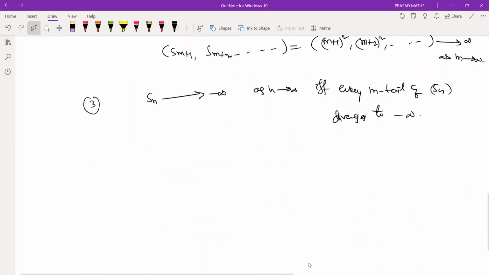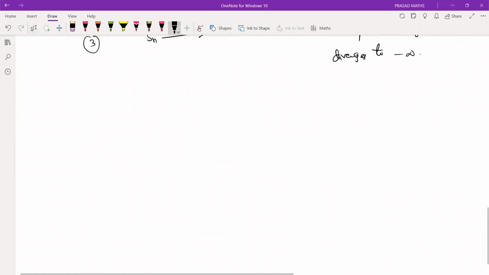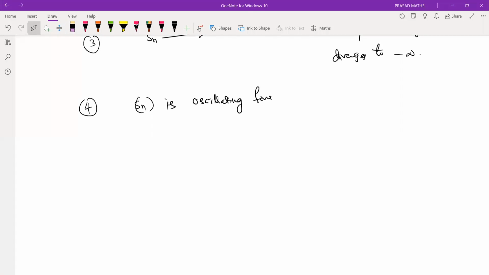Next, what is the rest? The rest is oscillating finitely. Suppose Sn is a sequence of real numbers oscillating finitely, if and only if every m tail of Sn is oscillating finitely.